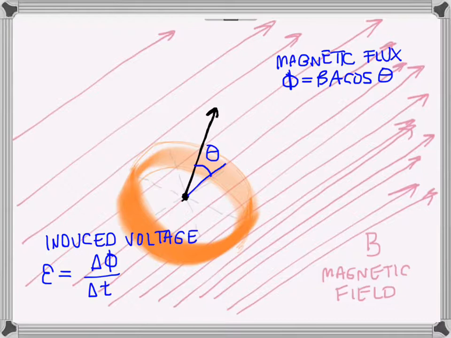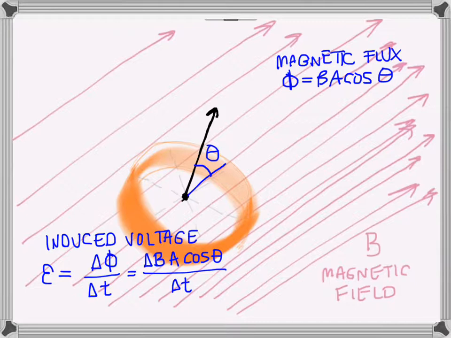Based on our representation that we've given before, I could change the magnitude of the field B that goes through the loop, I could change the area of the loop, or I could change the angle between the axle of the loop and the field. Any of those changes over a certain period of time will induce a voltage in my loop.